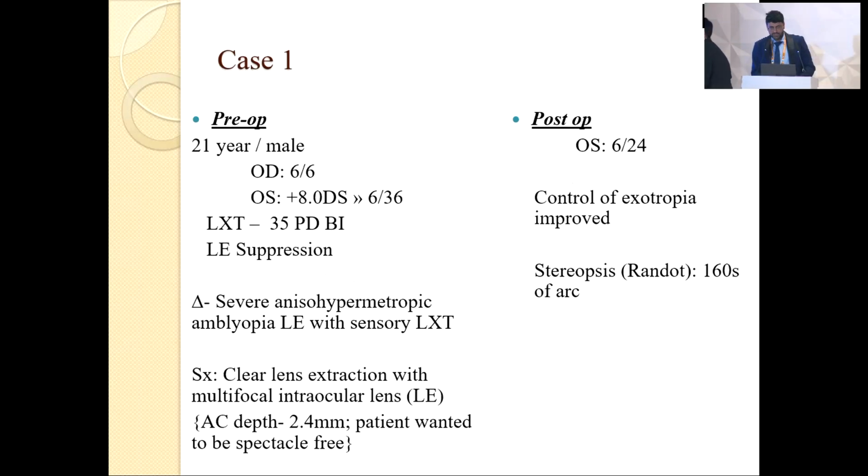First case was a 21-year-old male having 6/6 vision in the right eye, and in left eye his vision improved to 6/36 with +8 diopter sphere. Patient had left exotropia of 35 prism diopters and left eye suppression. Diagnosis was severe aniso-hypermetropic amblyopia in left eye with sensory left exotropia. Patient underwent clear lens extraction with multifocal IOL. The AC depth was 2.4 mm, and patient wanted to be spectacle free, so this was the only choice.